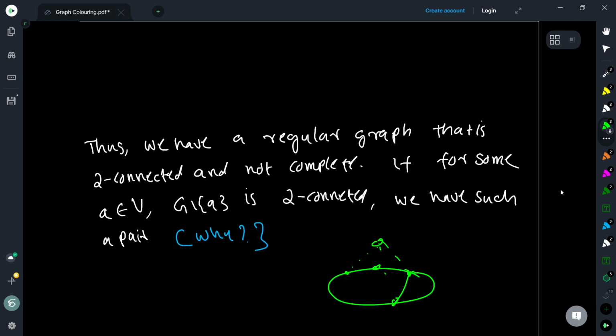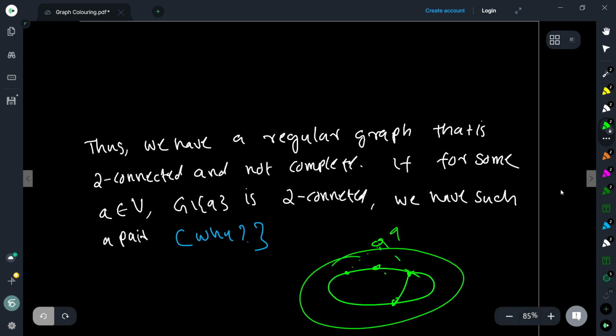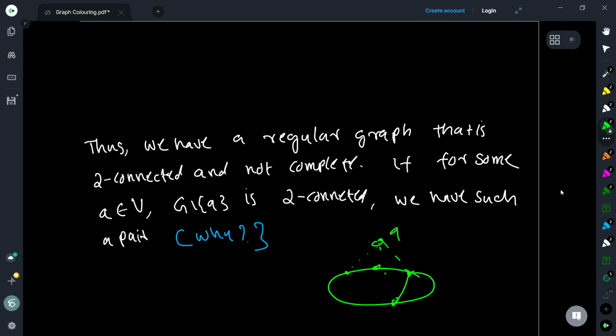So I have the graph G. If I remove some vertex A, then the remaining graph is still a 2-connected graph. So I have this A, and removing it, I will still get a 2-connected graph. Then I can find a pair of non-adjacent vertices whose removal will not disconnect the graph. Okay, so this is another claim. Again, think about this.